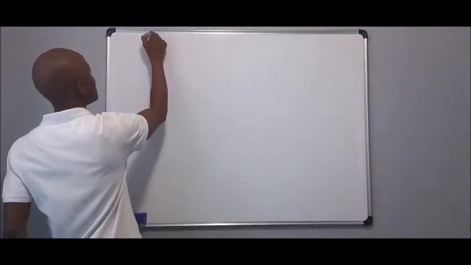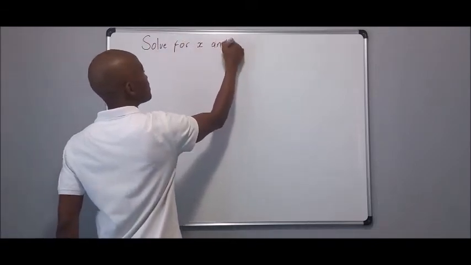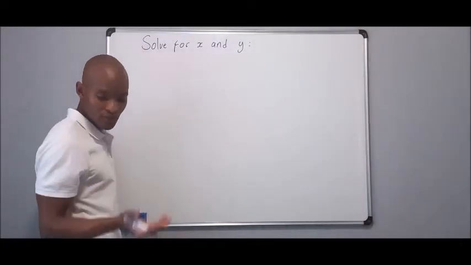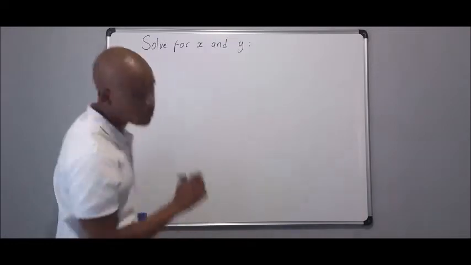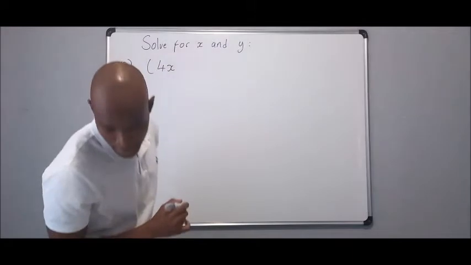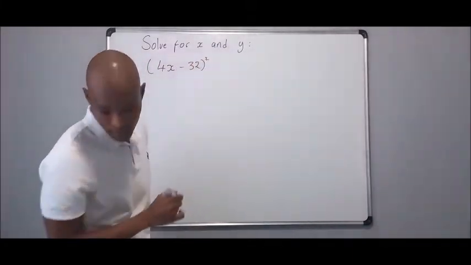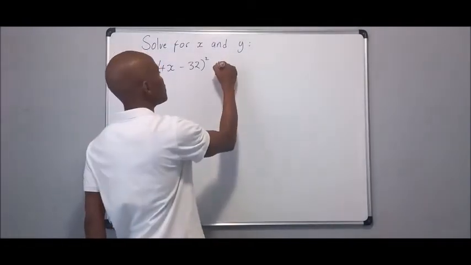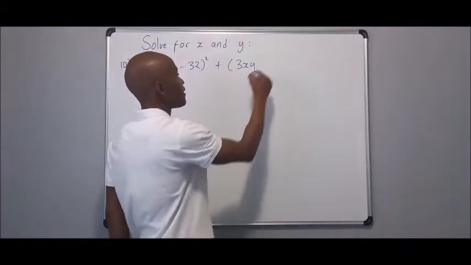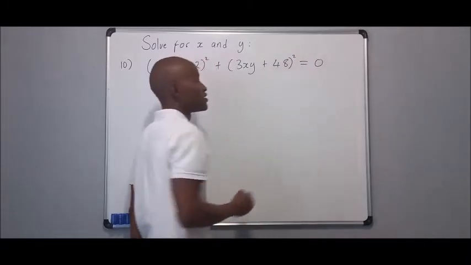And the question is solve for x and y. Now I'm going to rewrite the equation for us. This is number 10. We have (4x minus 32) all squared plus (3xy plus 48) squared equal to 0.